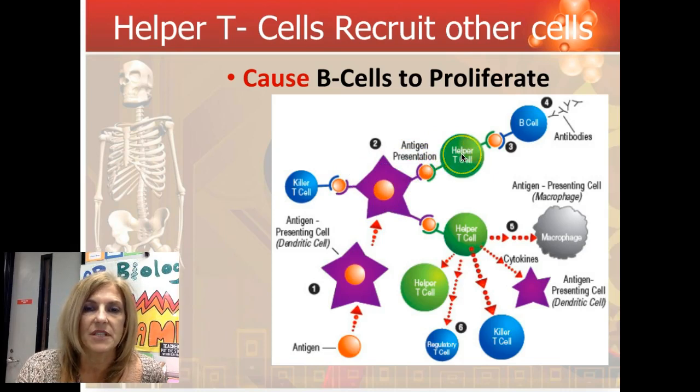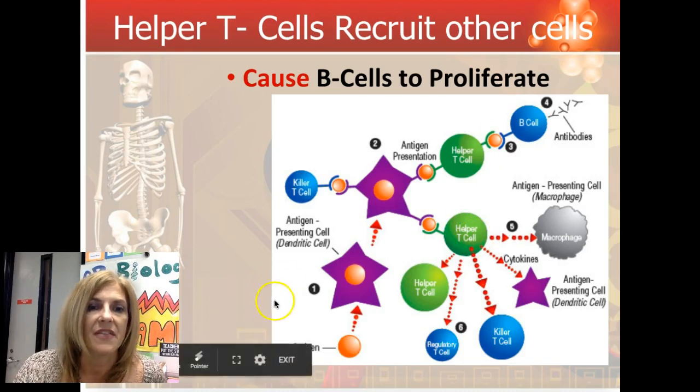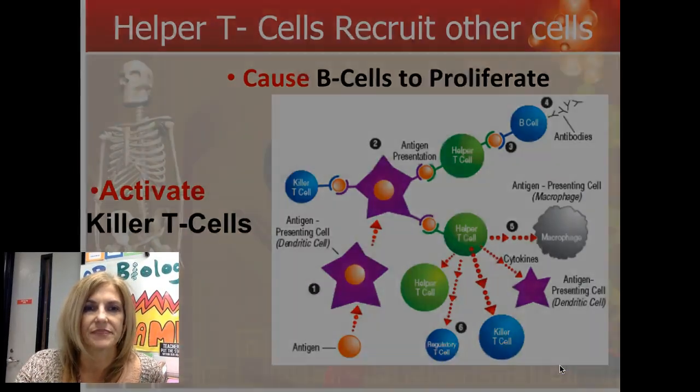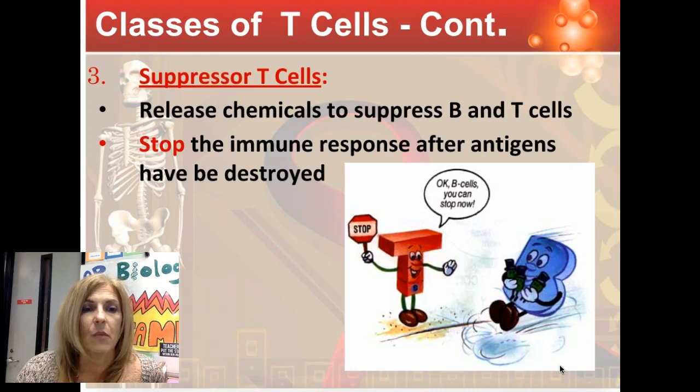And so then the helper T cell will either send out one cytokine type chemical that signals the B cells to proliferate and make antibodies, or it sends out a different chemical that signals the T cells to proliferate, and then they go and do their thing. They destroy your cells.